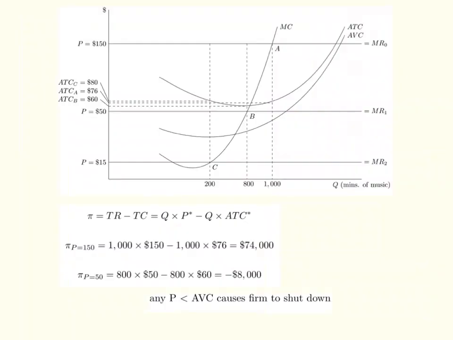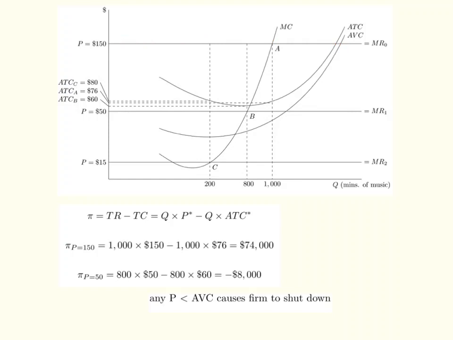Okay, here we see a very typical, straightforward illustration of a firm's short-run cost curves. So we have our average total cost curve, we have our average variable cost curve, and we have our marginal cost curve. And then what we also have here is three different market prices. So we have a market price of $15, we have a market price of $50, and a market price of 150.